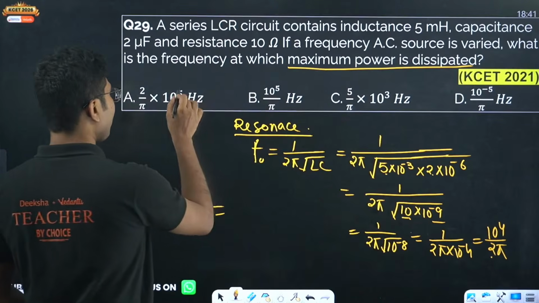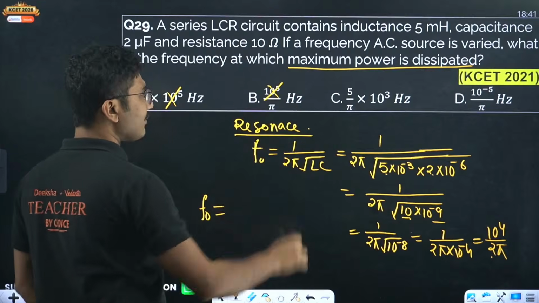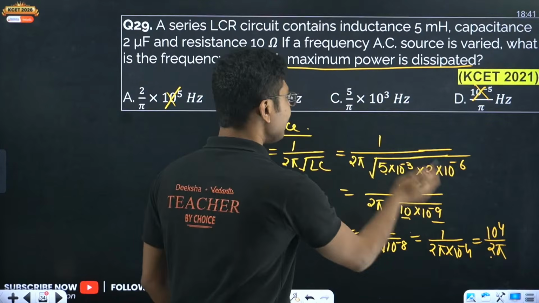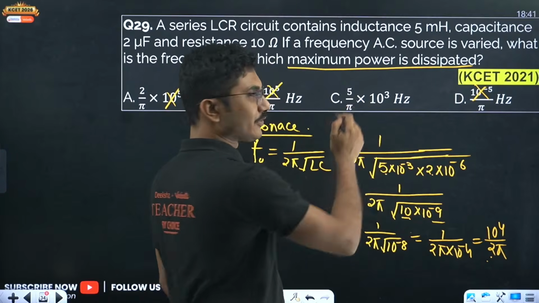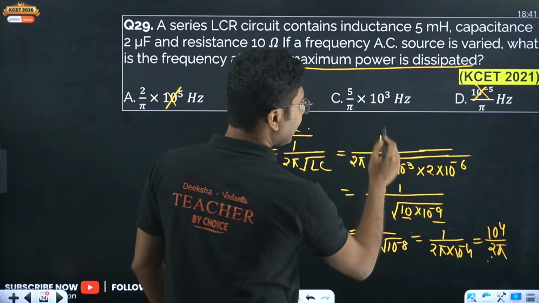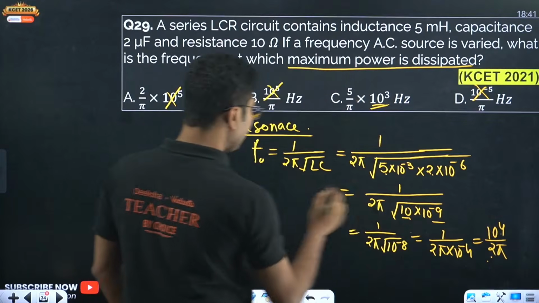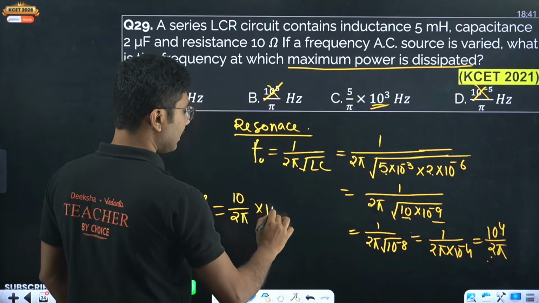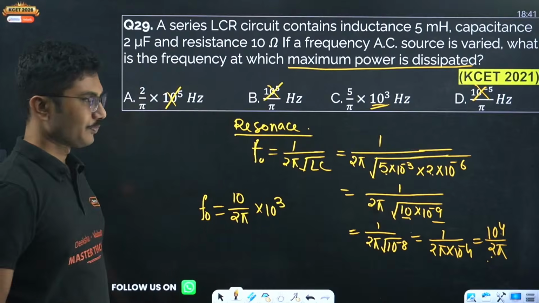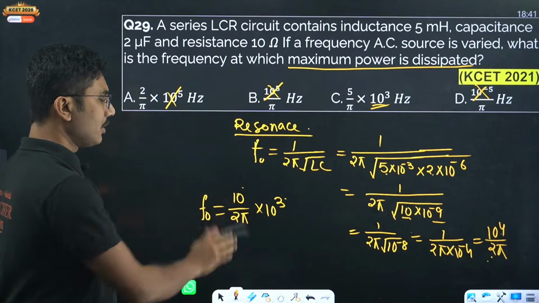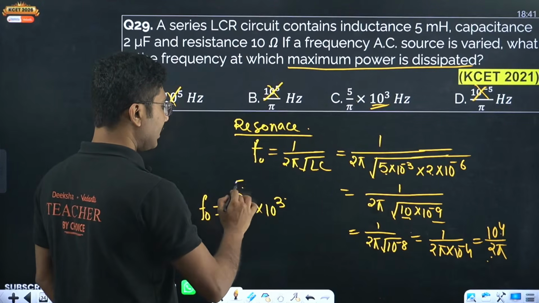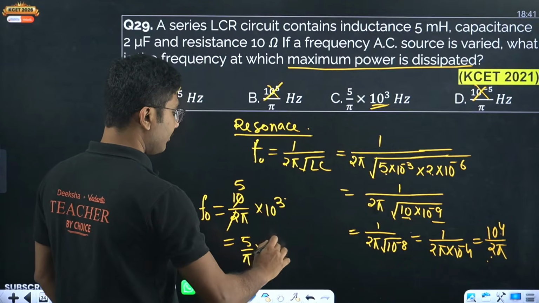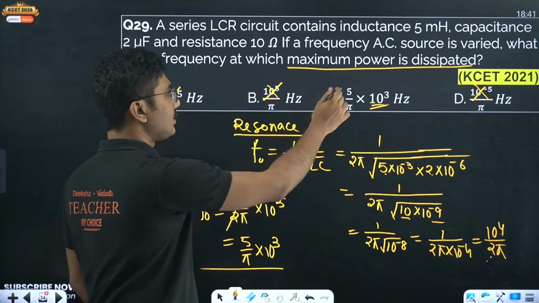Obviously 10 to the power of 5 cannot be correct, 10 to the power of minus 5 also cannot be correct. That means you have to figure out that this value is actually this. So how to do that? 10 to the power of 3 is there, so we will take a 10, divide by 2 pi, and keep the remaining 10 to the power of 3. 1 plus 3 is 4, so we have divided that, so we will get this as 5 by pi into 10 to the power of 3. So the correct answer is option C.